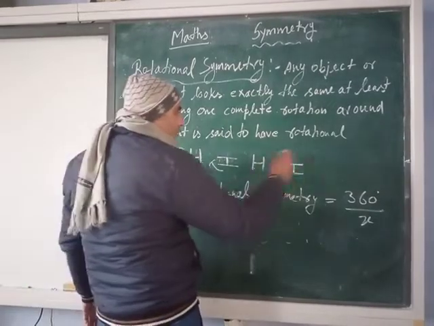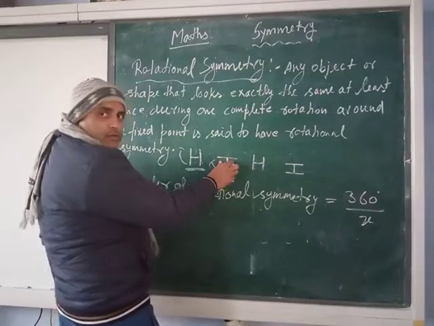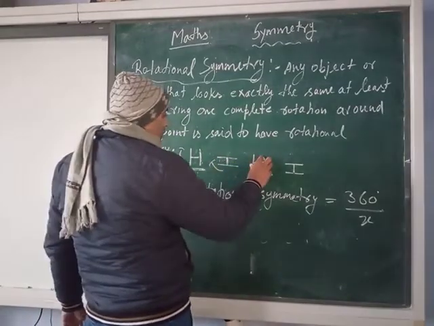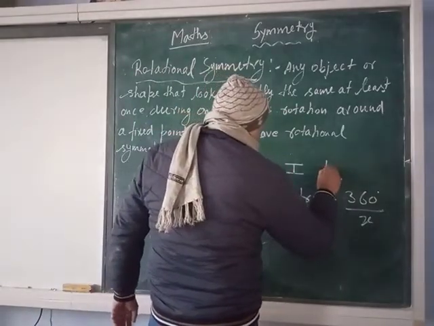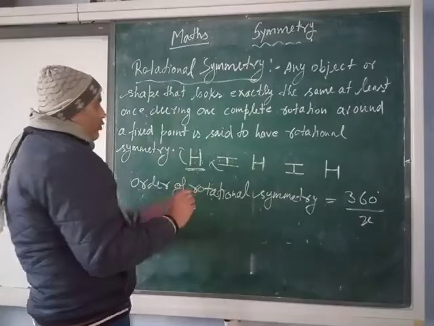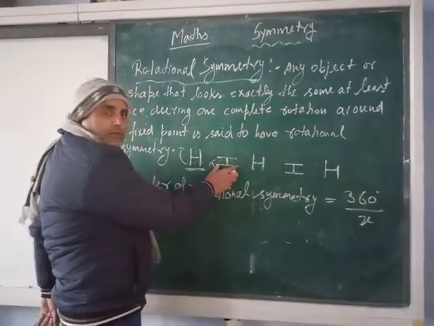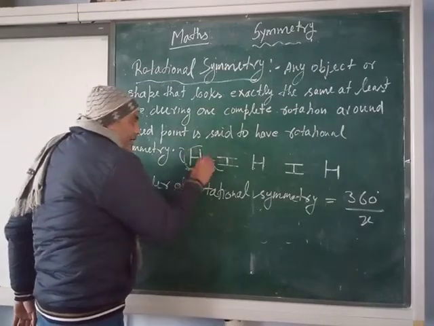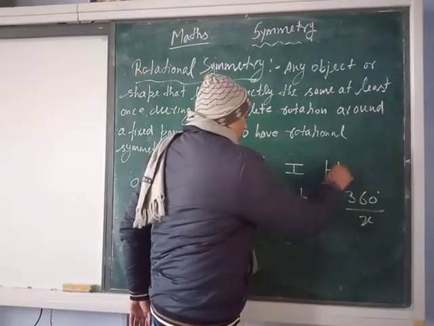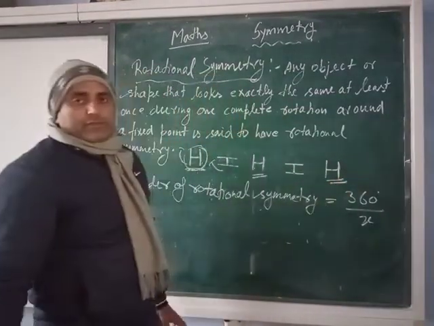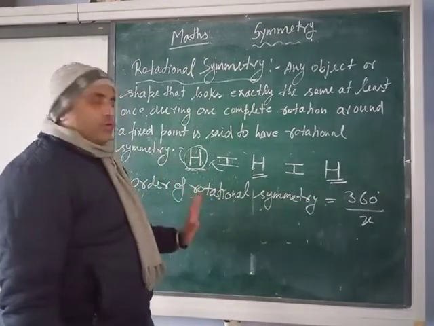So like this in one rotation. First of all, this is a 90-degree turn, not the same. Again this one, 180 degree rotation, the same. Then again we will find this. So in the first rotation, second, third, fourth, we get the same figure 2 times. So it is order 2. Its order of symmetry will be 2.